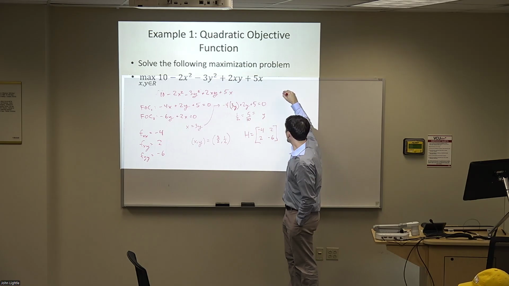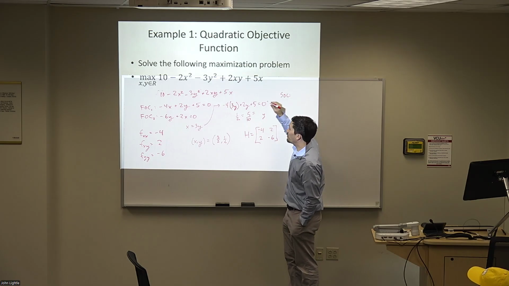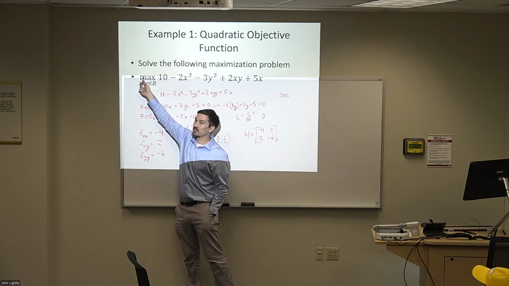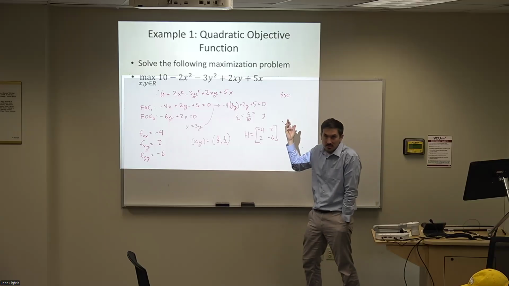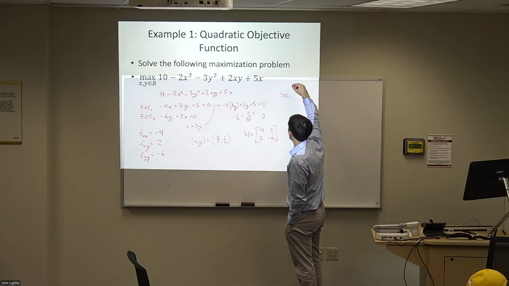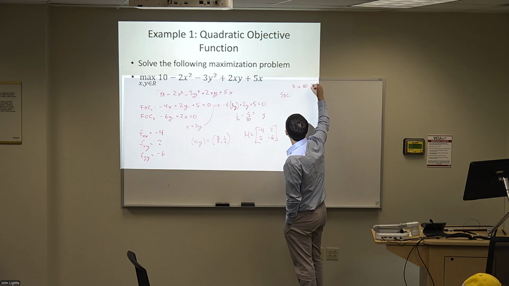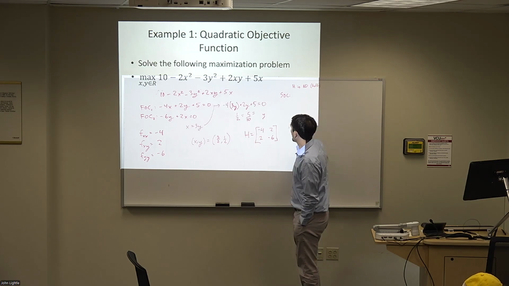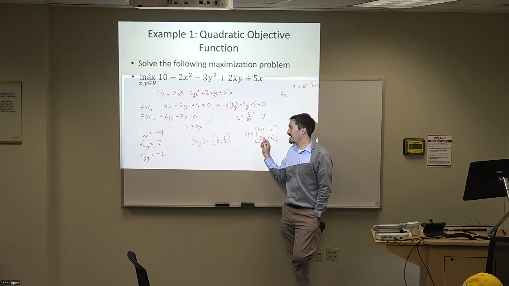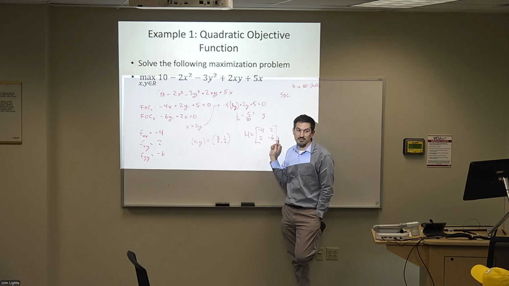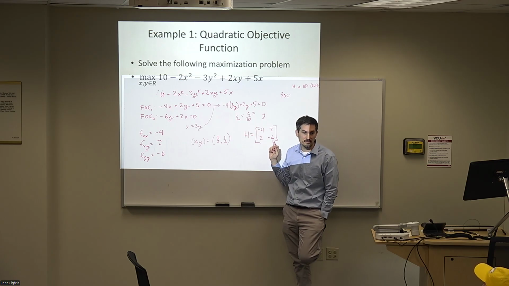The second order condition is, by the way, we're doing maximization here, so we don't have to check both of them, just do the maximization. Second order condition should be that the Hessian is negative definite. That's the sufficient one. A matrix is negative definite if the top left is negative and the determinant is positive. That's all we have to check.